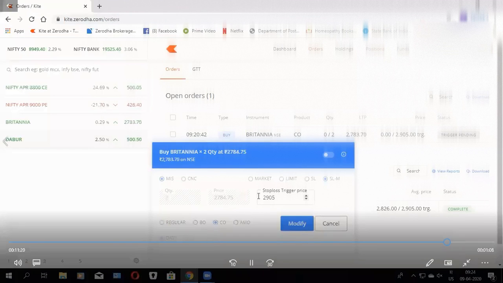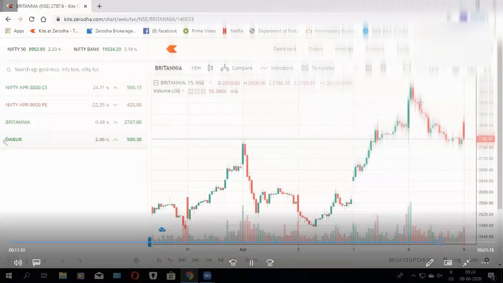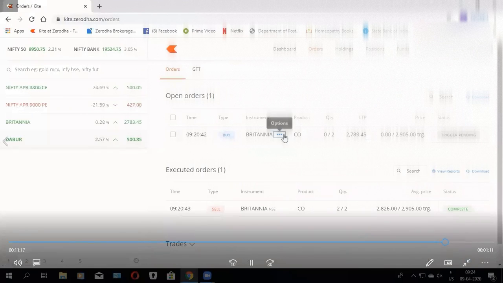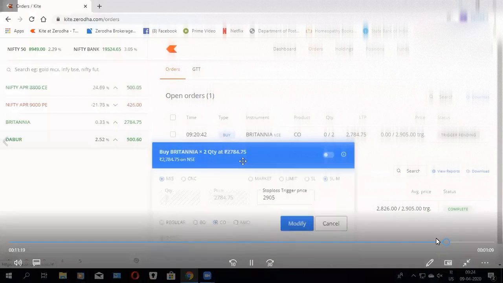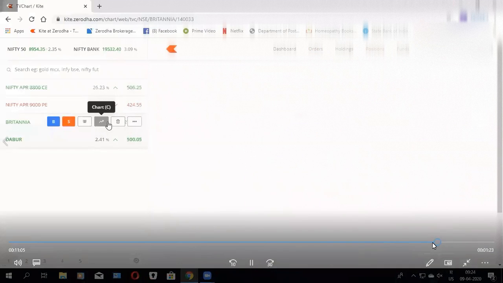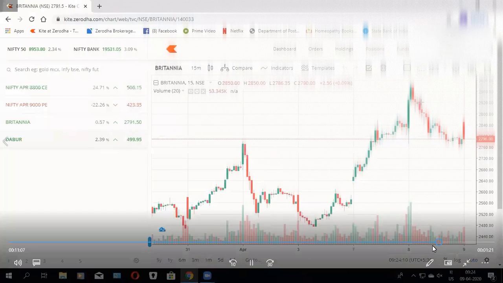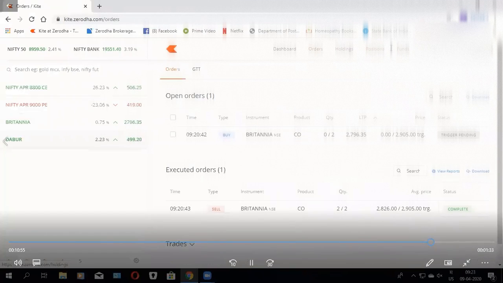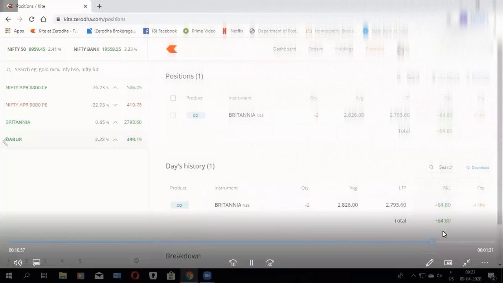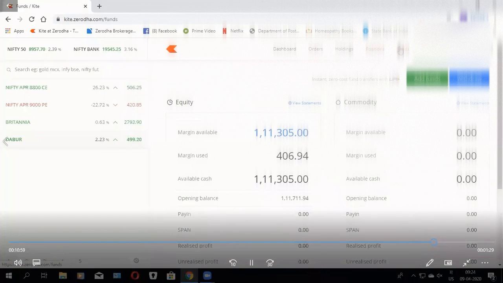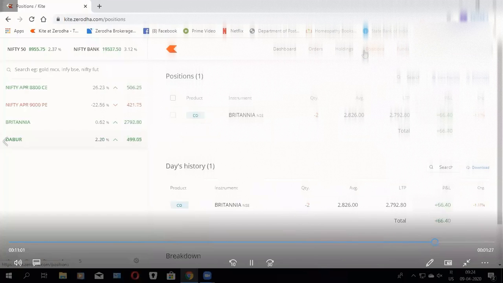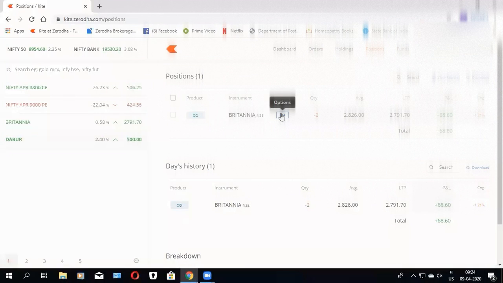Let's just skip to the end. So now it dropped to 2789. Okay. Again, I'll just check the funds. So the 407 rupees is just the amount used.